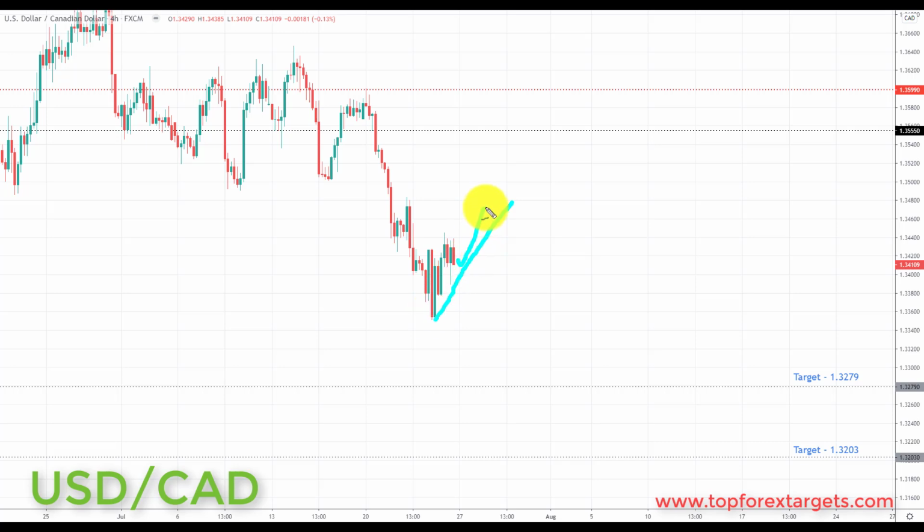And if we get the right kind of setups in this market, we start to correct and break to the downside, we're going to be looking at initiating shorts down towards the next key of support to the downside and the target set at the 1.3279. And if we can get a break through here, we're going to be looking down towards the next key of support to the downside and target 2 at the 1.3203.